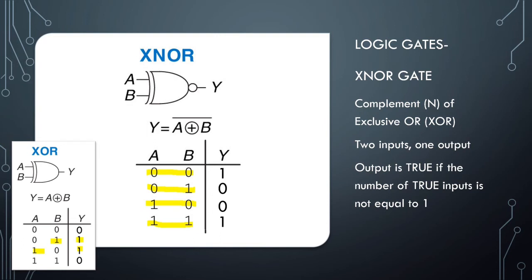So you can see here, looking down this list, that the N is indicating it's not, or it's the complement of an XOR gate.